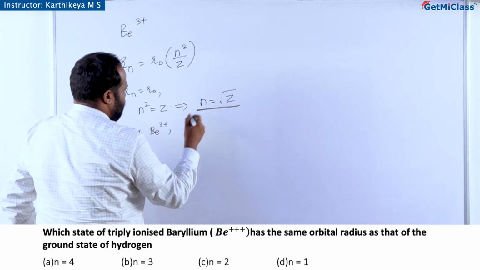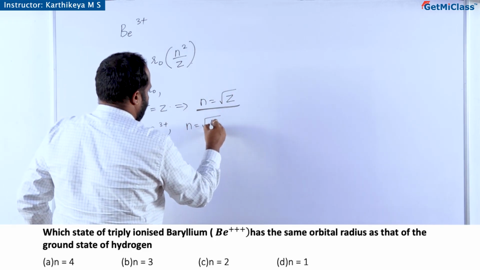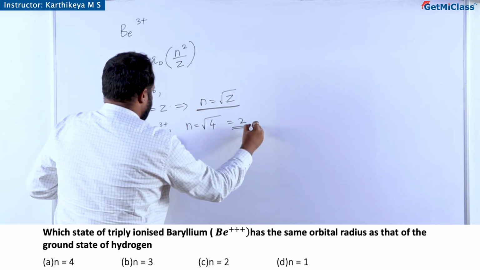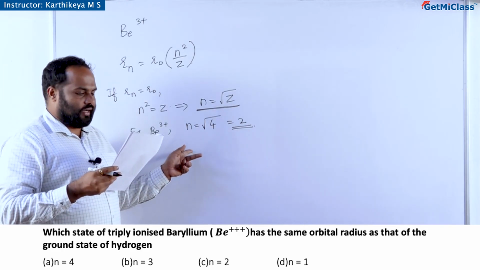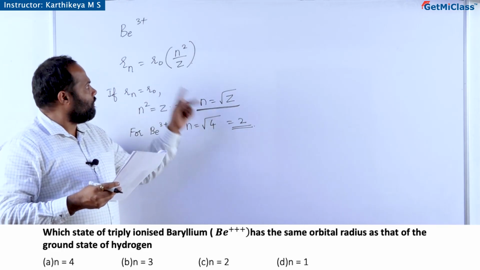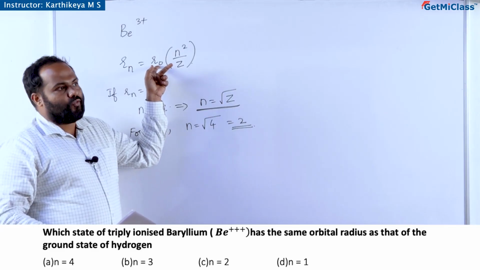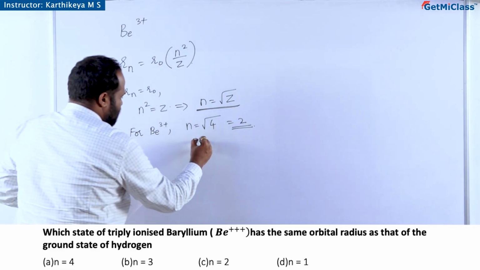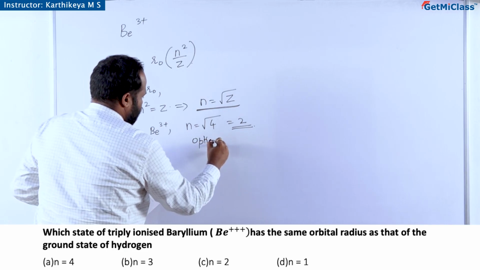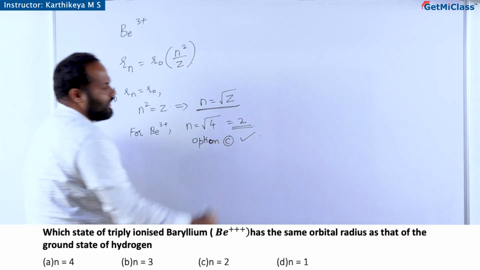3+, the atomic number is 4. So the second orbital radius of beryllium will be the same as the first orbital radius of hydrogen. So option C is the correct answer.